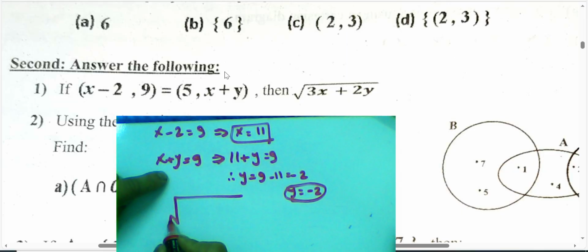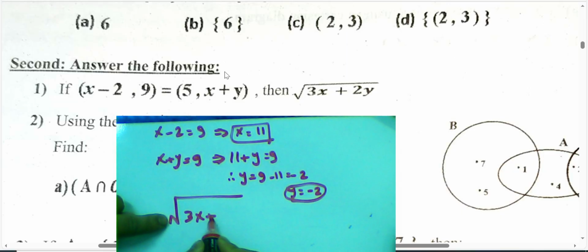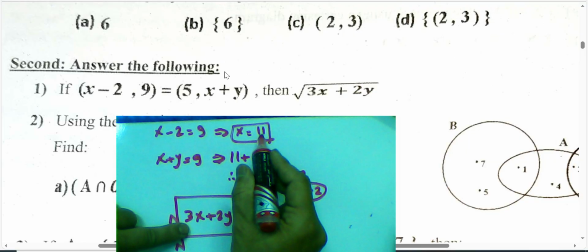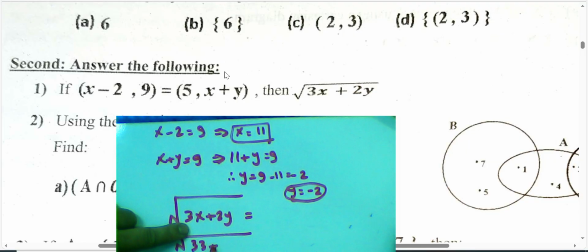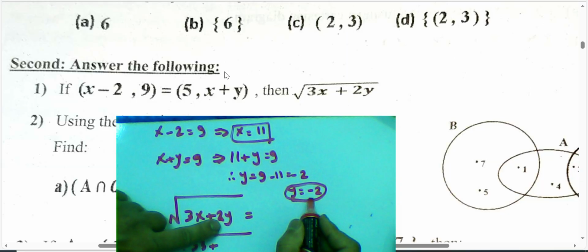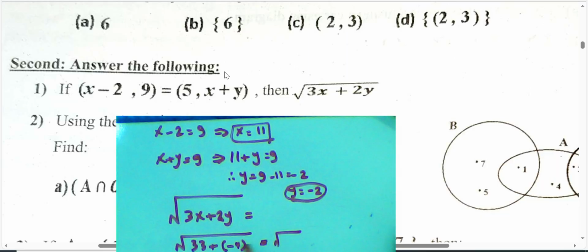Now we can find square root of 3x plus 2y. The result will be square root of 3 times x. 3 times 11 is 33 and 2 times y. 2 times negative 2 will be negative 4. Square root of 33 minus 4 will be 29. The result will be 29 again.